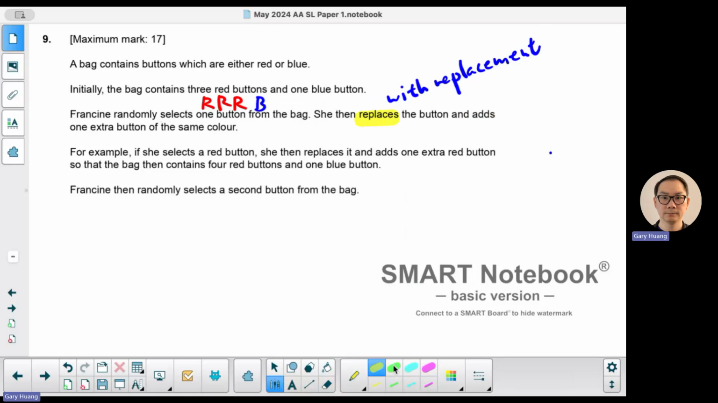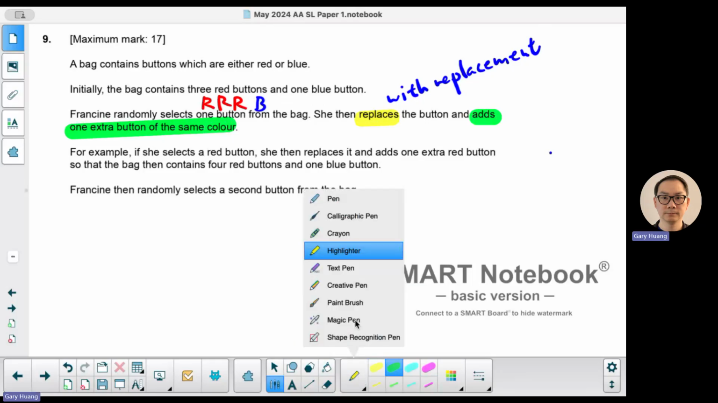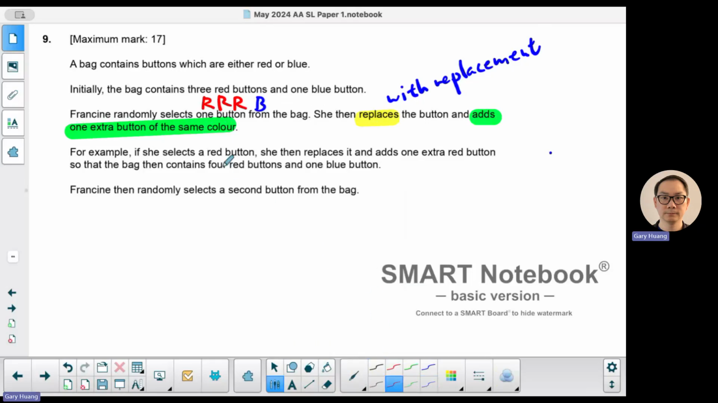Now, that's a wrinkle. We don't generally have things like that, so you have to pay attention. Not only do you put it back, you have to put one more in that's the same color as the one you just took out. For example, if she selects a red, she then replaces the red and adds one extra red button. So now you would have 4 red for the next draw and 1 blue still.